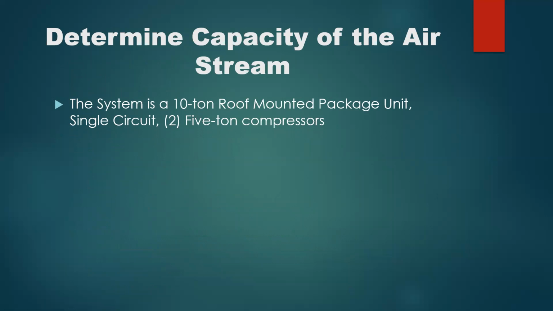The system is a 10-ton roof-mounted package unit, single circuit, and I'm going to give it some help, 2 5-ton compressors. So it's actually a 2-stage unit, which will help out. Current airflow is designed at 4,000 CFMs when running. Again, this was an abandoned unit. It wasn't running. I decided to pick it out of there just to see, test it out, and go from there.